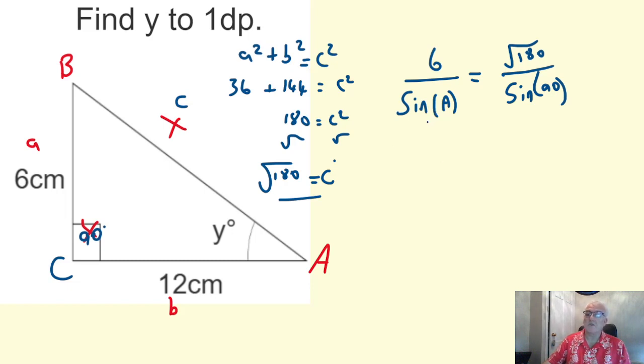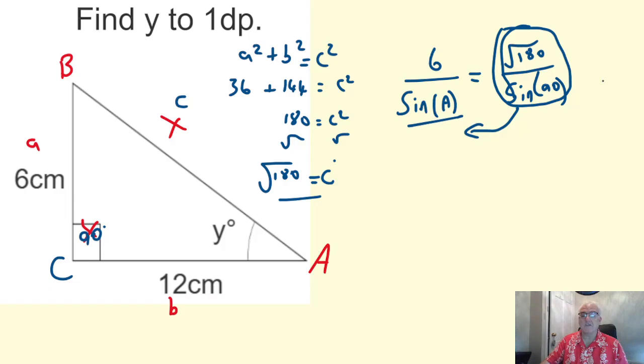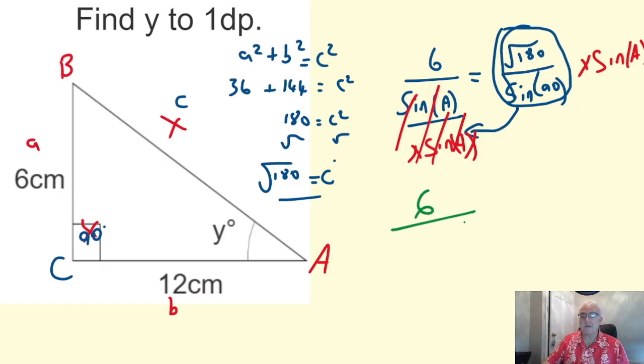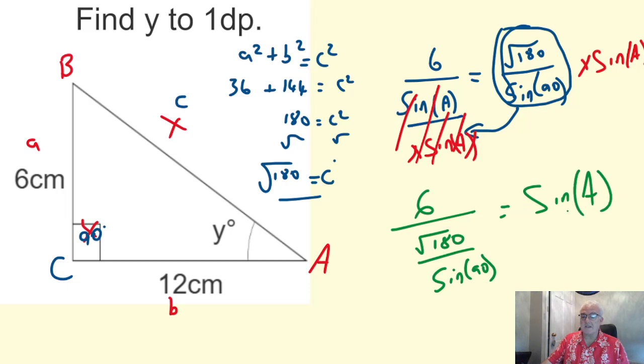Okay, I want the sin A on its own, so I need to move the whole of this part of the fraction over this side and put the sin A over the other side. So I'm timesing through by sin A, which eliminates it from this side and leaves 6 on its own. My next step is I'm going to divide by the whole part of the right hand side of that equation. So I'm going to divide through by 6 divided by square root 180 over sin 90. That would give me sin of A.